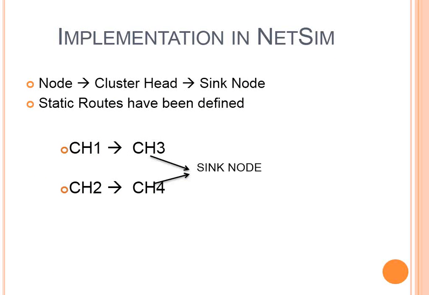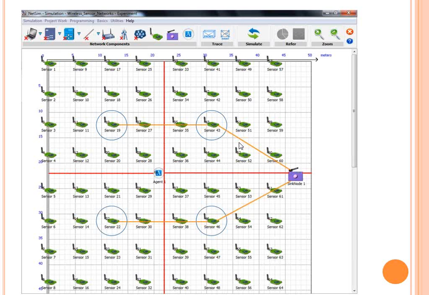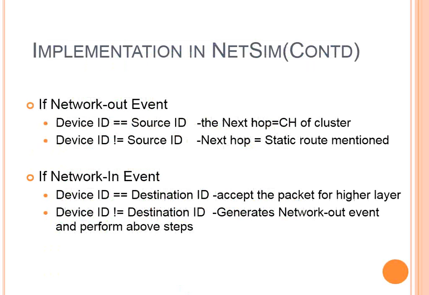The way the code is implemented for this LEACH is that the cluster heads of the first 2 clusters will be forwarding to the next cluster heads, which in turn will forward to the sink node in this manner. So this was actually the implementation. I'll be showing you the code.